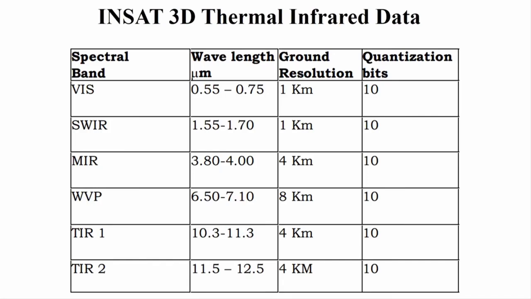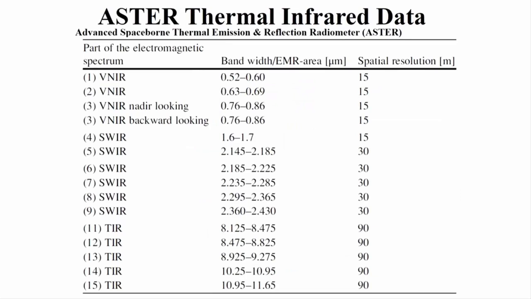Now the thermal infrared bands. The 2 bands of thermal infrared are: TIR1 works in 10.3 to 11.3 micrometer, and the second band of thermal infrared works in 11.5 to 12.5 micrometer, and it has a spatial resolution of 4 kilometer. Now we are going to see the ASTER thermal infrared band.